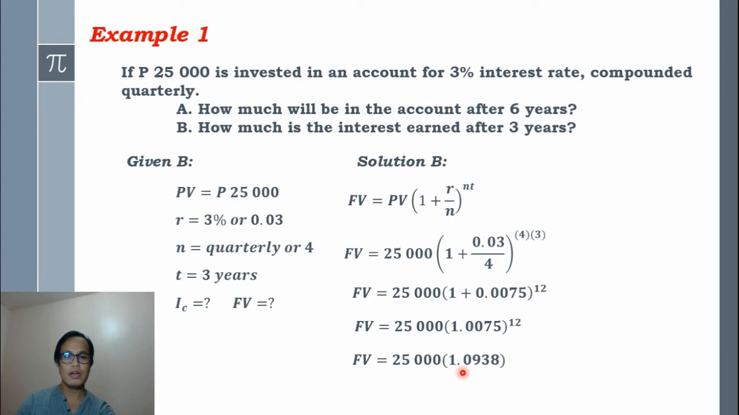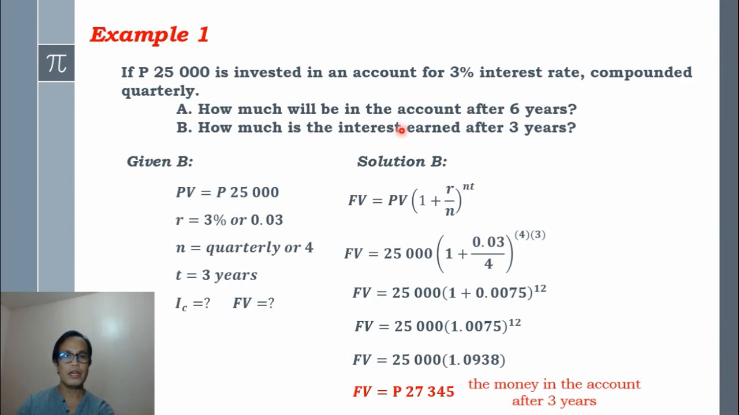Then that would give us 1.0938. Then we multiply this number by 25,000. That would give us 27,345. This amount is the future value. We do not have the compound interest yet. So this is the money in the account after 3 years.